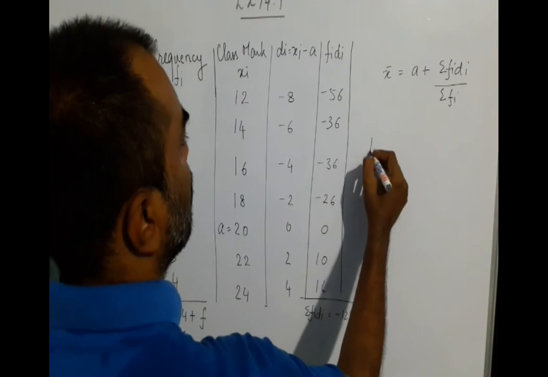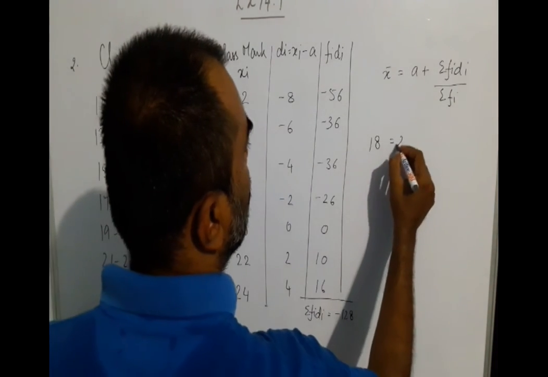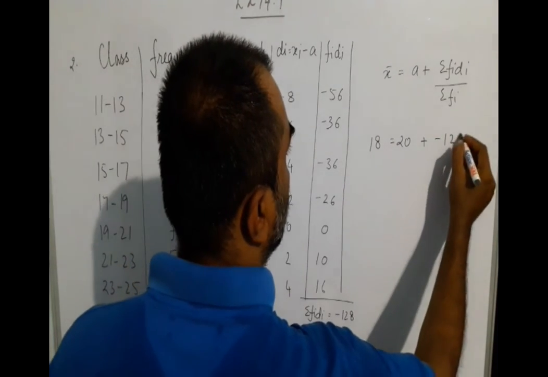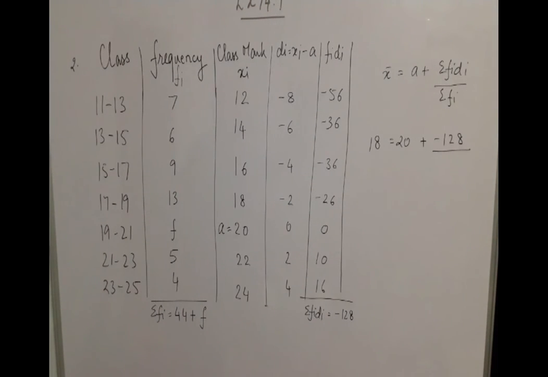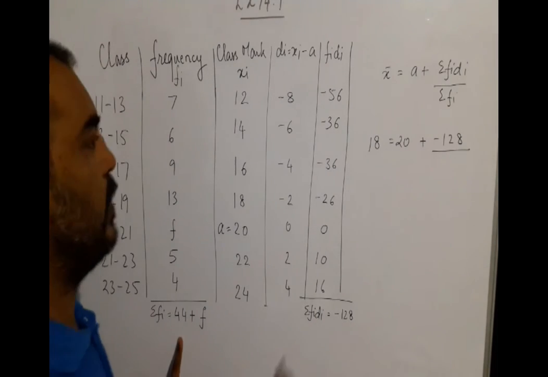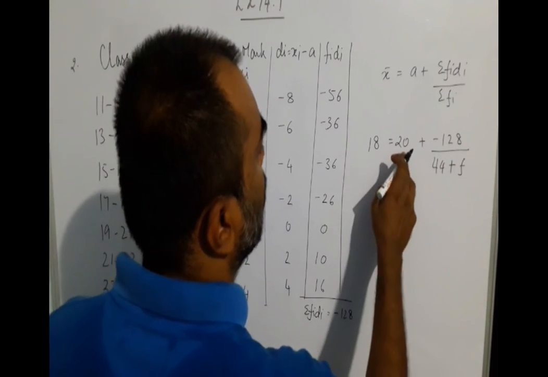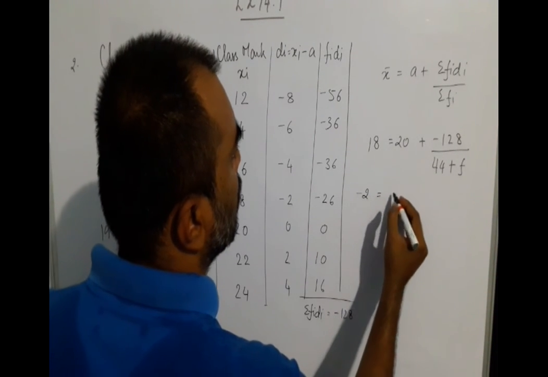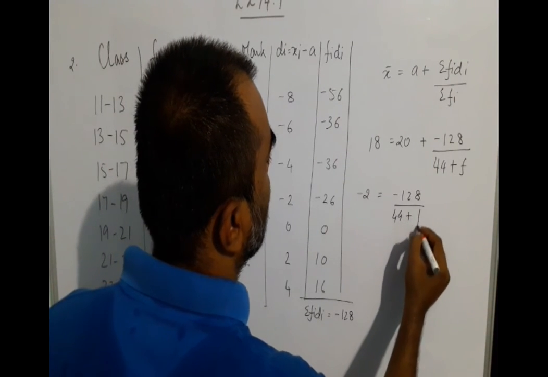So what is the mean which was given to us? 18, and the A we had taken was 20, plus sigma Fi di is minus 128, and sigma Fi. What is the sigma Fi? Let us continue further. So we have got sigma Fi is 44 plus F. So first you take 20 on this side. So 18 minus 20 is minus 2 equal to minus 128 upon 44 plus F.